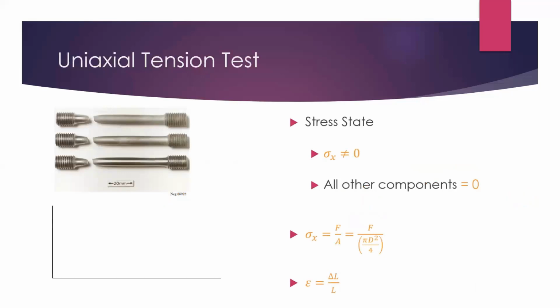So what that means is that the normal stress in that direction is non-zero. You have some force divided by the cross-sectional area, but all other components are equal to 0. There's no other force vectors, so therefore there's no other stresses.